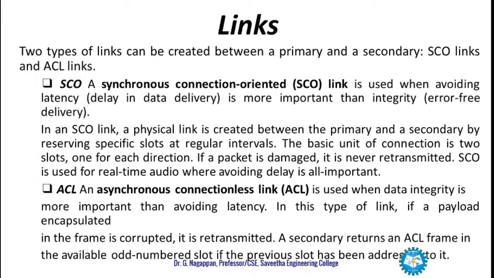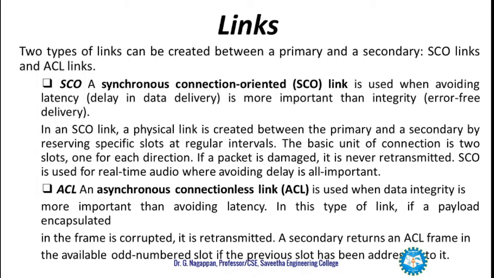What about links? Two types of links can be created between primary and secondary: SCO links and ACL links. What are these? The synchronous connection oriented link is used when avoiding latency is more important than integrity. So we should be fast. We don't worry about whether it is error free. So if fast communication is important, then the synchronous connection oriented link is used.